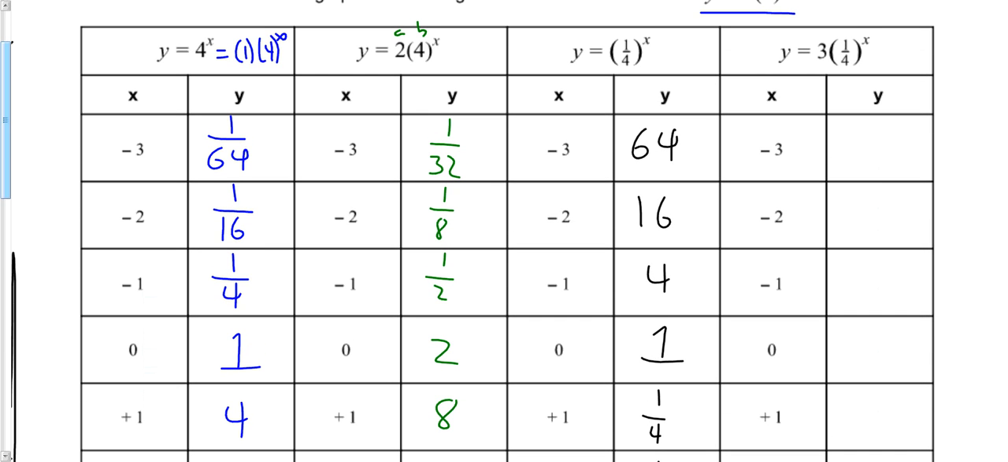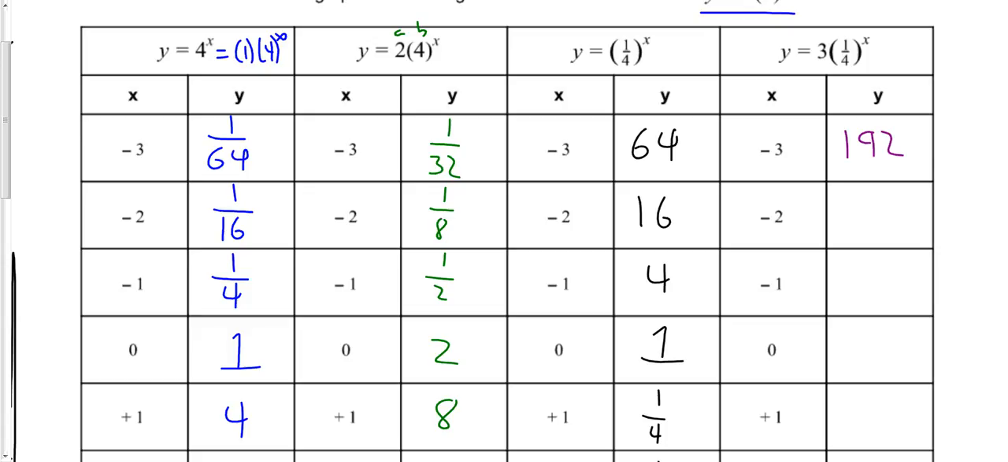So on this particular graph, we'll change the a value from being 1 to 3. We'll raise it up. So I'm going to choose a different color, and I'm going to do the same process here. So I've got 3 times 1/4 raised to the exponent -3. That's going to give me 192.